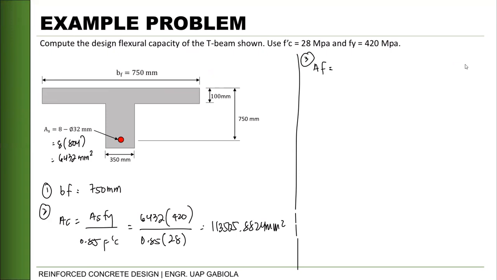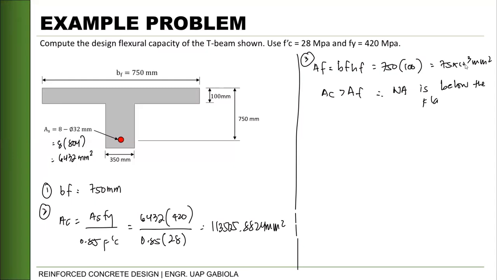AF is BF times HF. So that is 750 times 100. So that is just 75,000 mm squared. And as we can see, AC is greater than AF. Therefore, neutral axis is below the flange. Okay? Since it is below, it means we have a true T-beam. So our analysis will be different because we have a true T-beam.